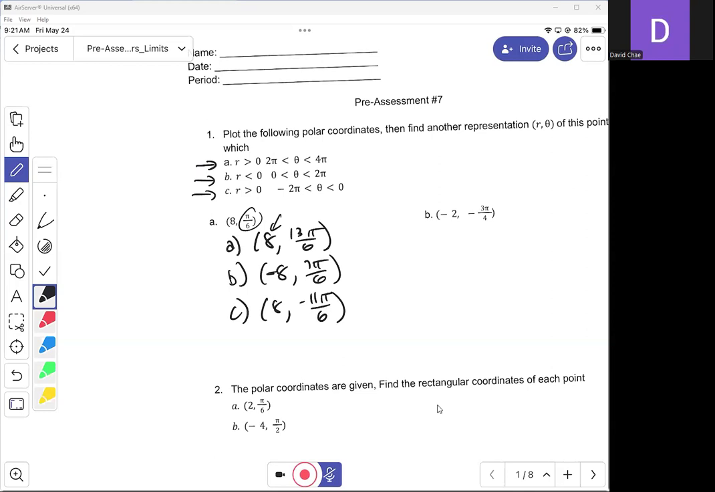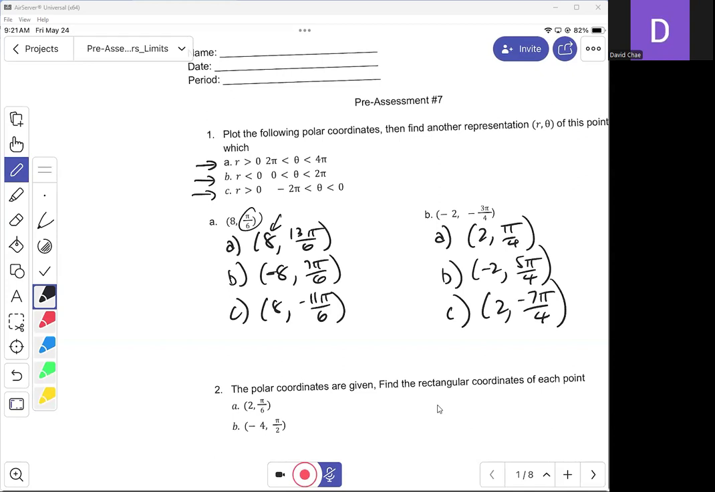For section B, A is 2 comma pi over 4. Letter B is negative 2 comma 5 pi over 4. And letter C is 2 comma negative 7 pi over 4. So remember, we're doing the same process here. Again, I would graph the point and figure out ways to get to that same coterminal point.